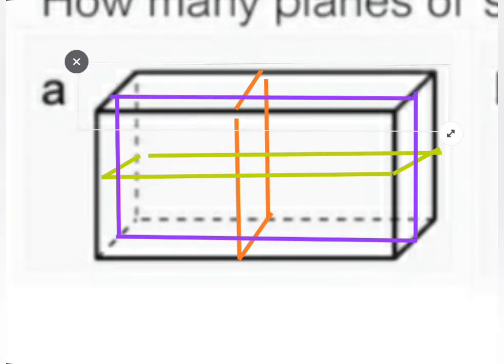Now, as I drew here, I drew 3 planes of symmetry. And these planes of symmetry divide the shape into two identical halves or parts. Now, this is for question A. If you don't understand it, let me show you the picture that has the answer and the 3 planes of symmetry. And then we can come back to this.